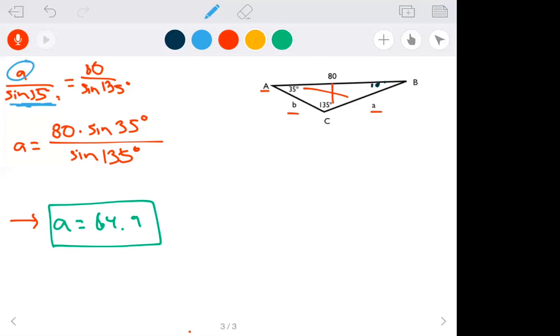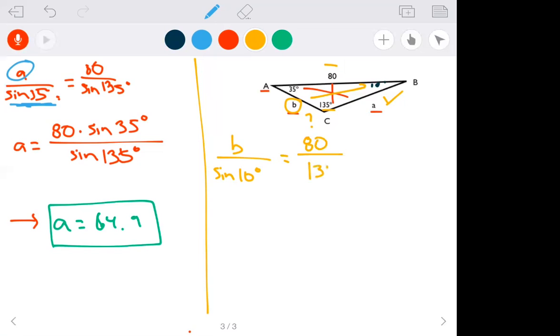All right, now let's try to find B, right? We already found A, so we're good. But now we need to find B. So, with the law of sines, we always start with the missing side length. So B divided by, well, the angle across from it is angle B, which is 10 degrees. So it's going to be B divided by the sine of 10 degrees. And that is equal to, let's use our known pair. We know 80 and we know 135. So it's going to be 80 divided by the sine of 135 degrees.